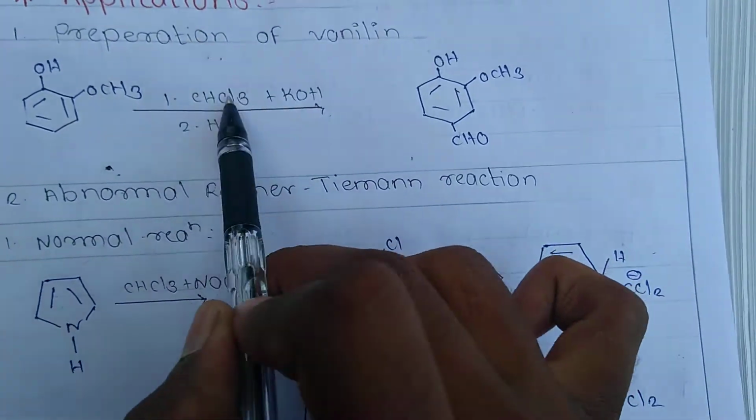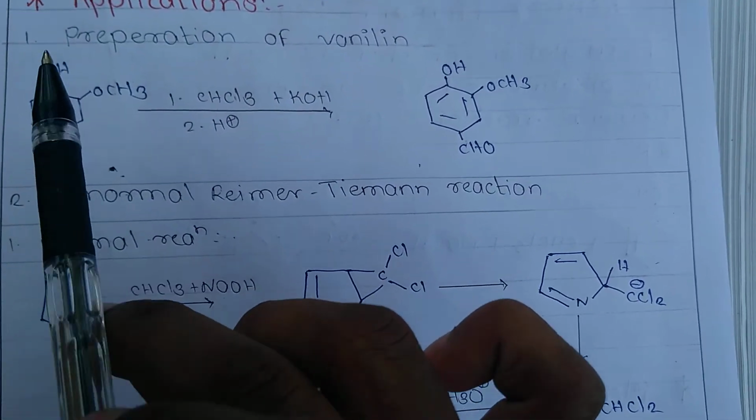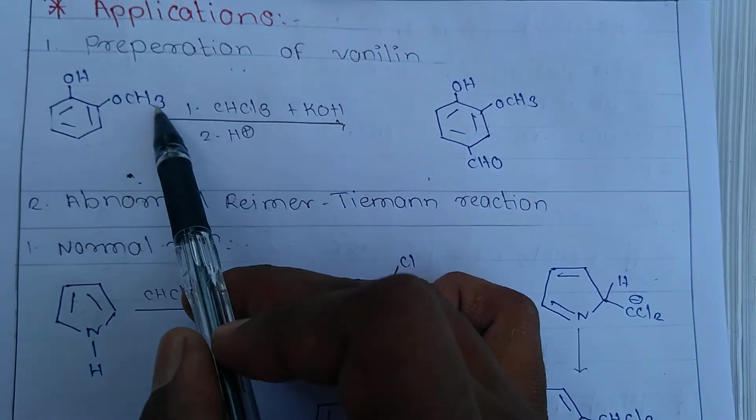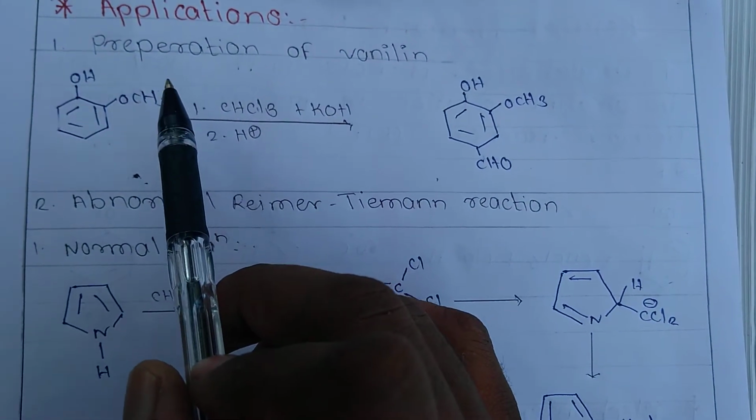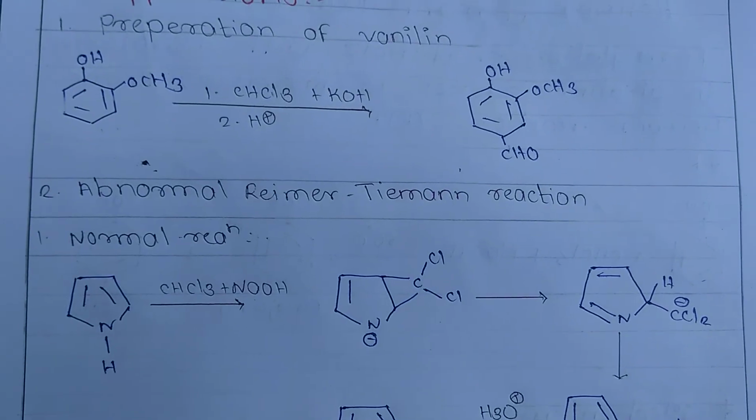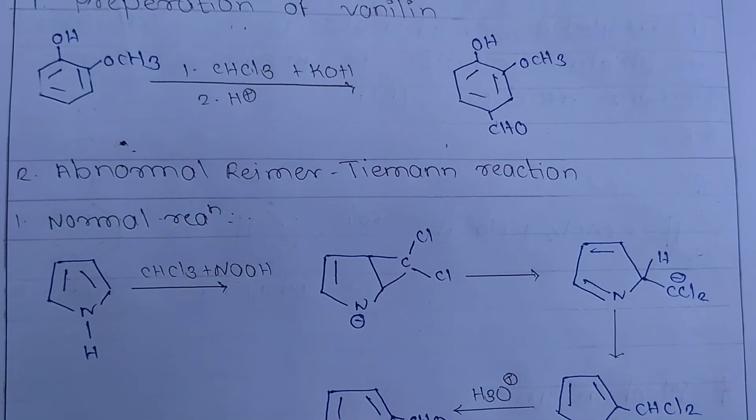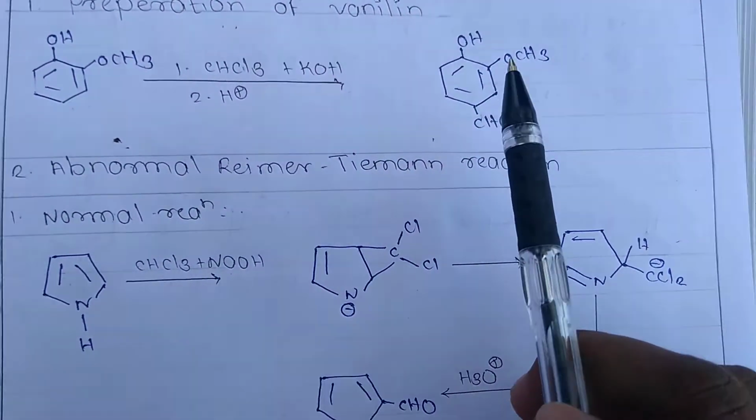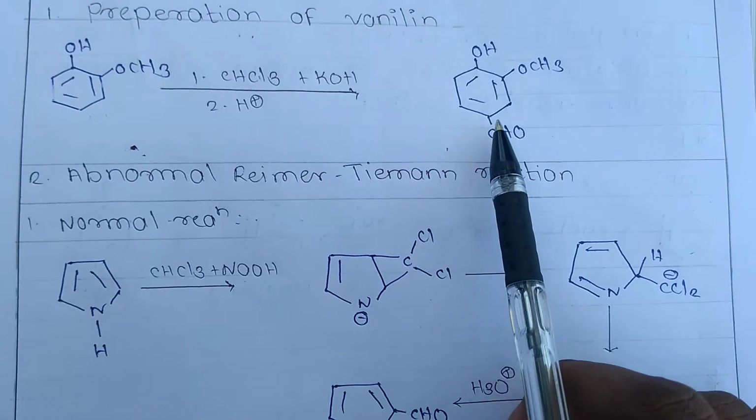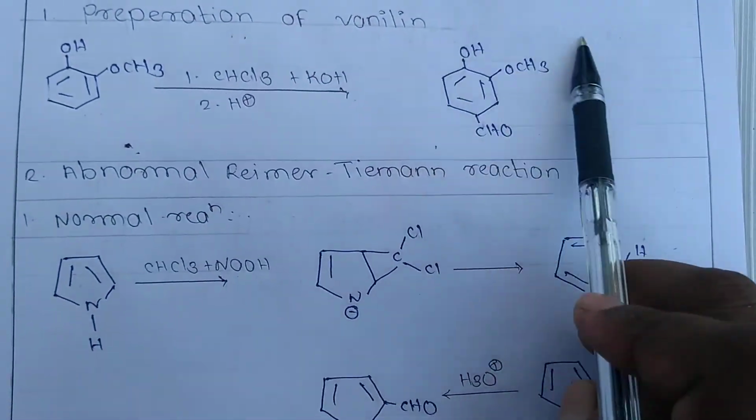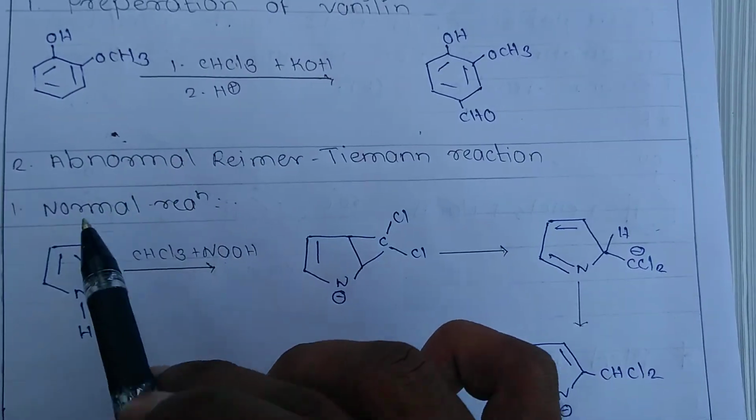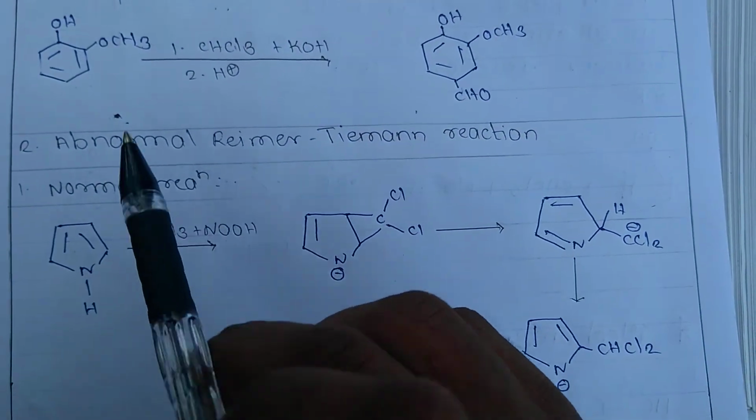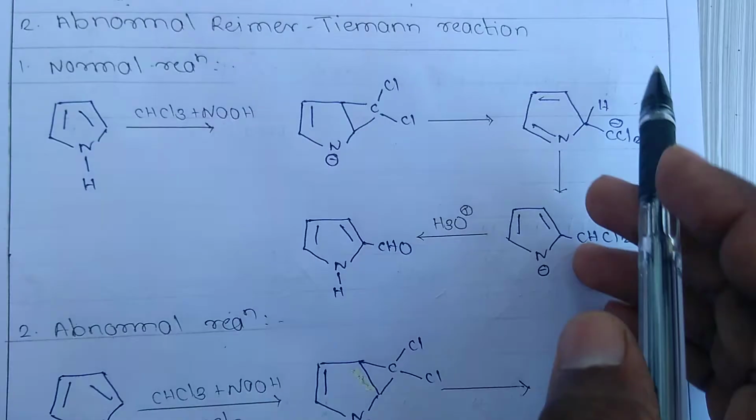Then that carbene attacks the aromatic ring, and after that attack, CHCl2, that means our dichloromethyl, is formed. After the hydrolysis that dichloromethyl is converted into the CHO group, and after the acidification, our final product is obtained. So the same mechanism. Then the second one is the abnormal Reimer-Tiemann reaction, that means in some heterocyclic compounds. This is our normal reaction, this is our normal mechanism.